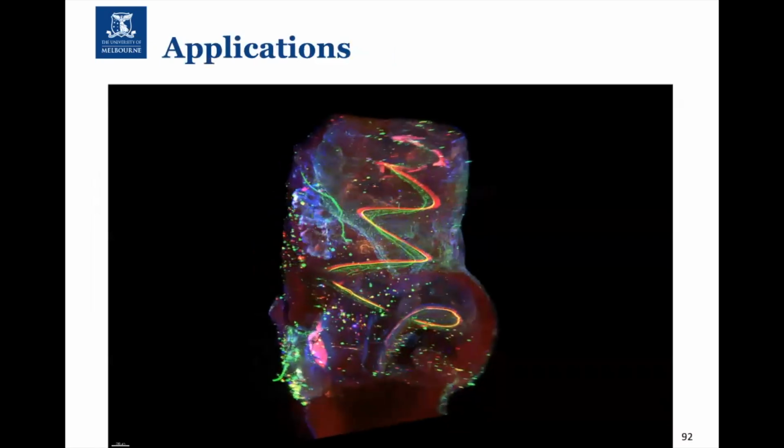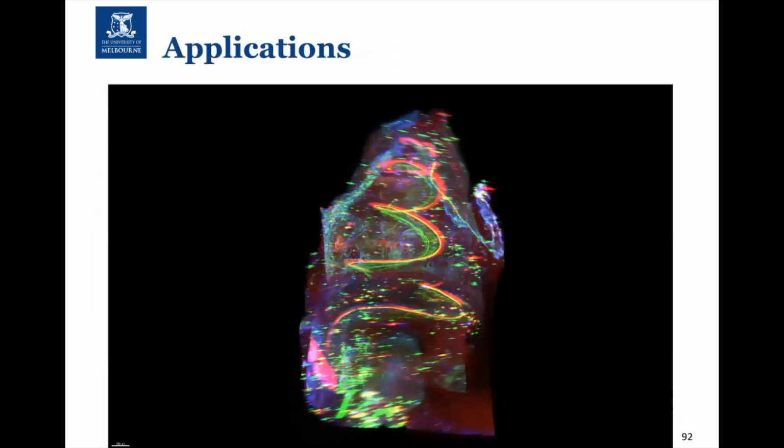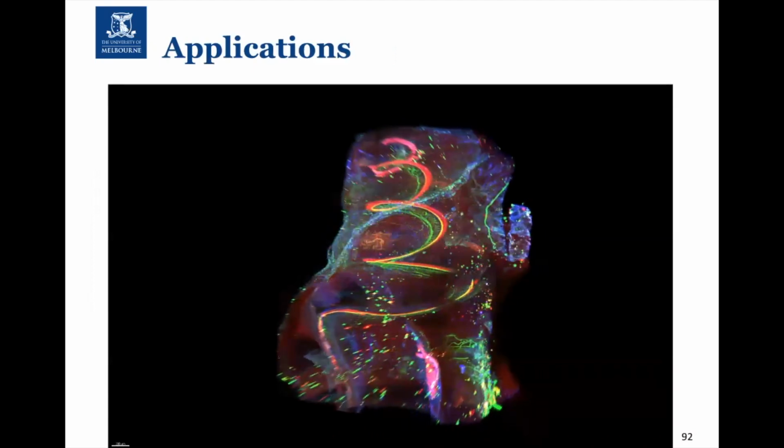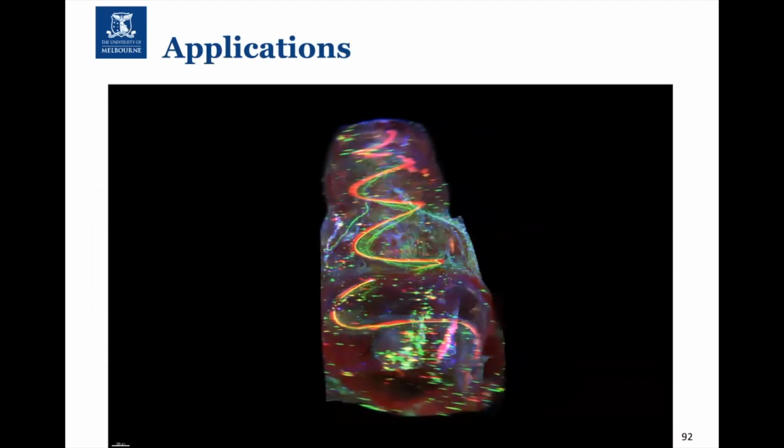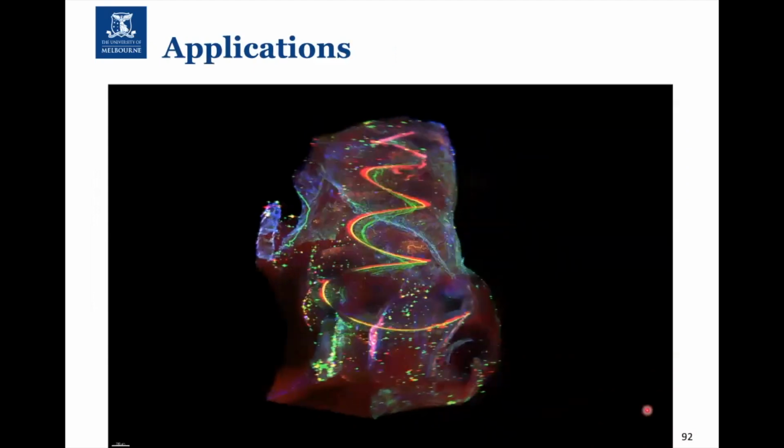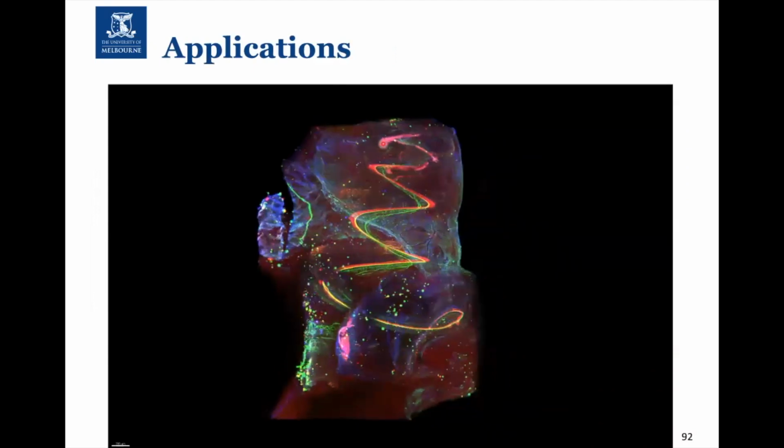This is one example from one of the researchers here at the University of Melbourne. This is a rat cochlea imaged in multiple channels. And here they're looking at the damage caused by cochlear implants into this spiral structure here within the cochlea.